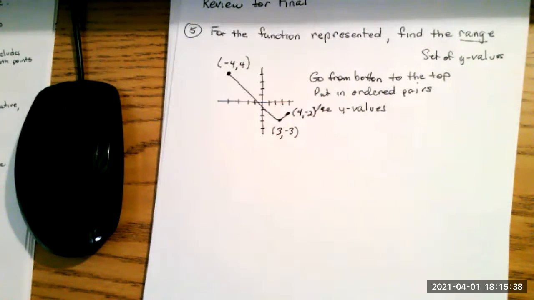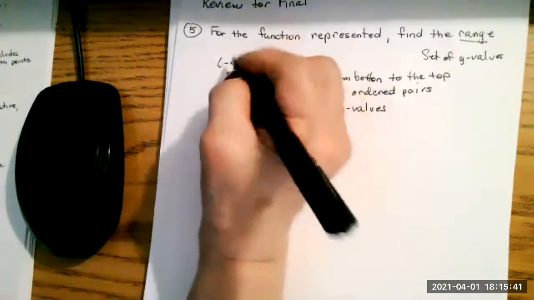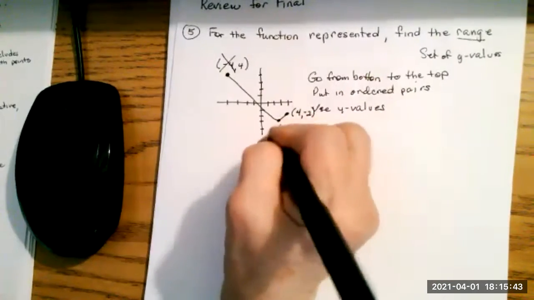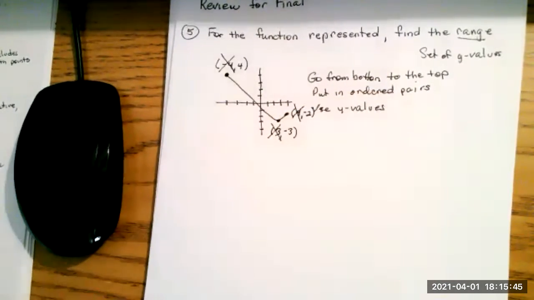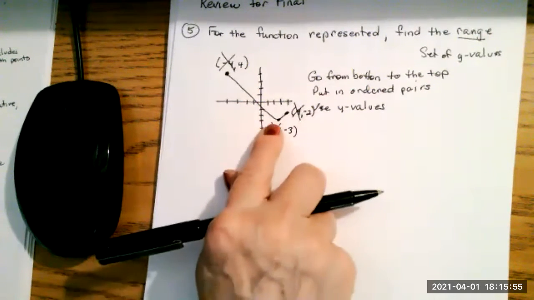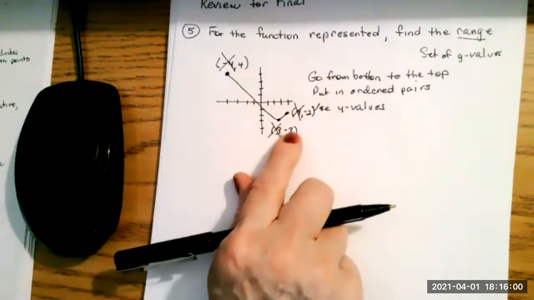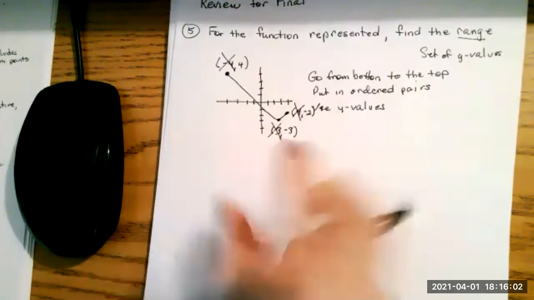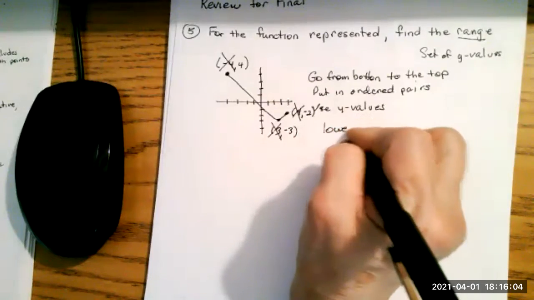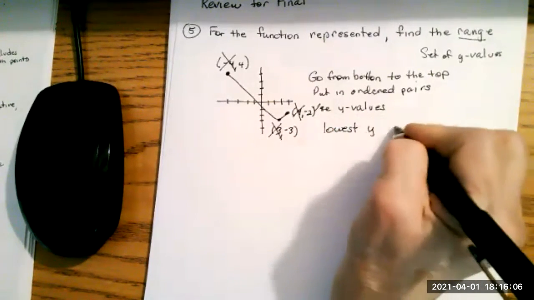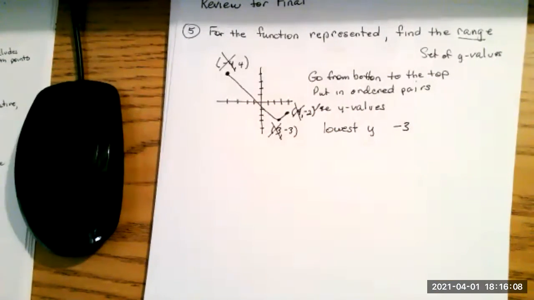So I'm working on the range. So I'm just going to forget the x's, and you might have to do that to keep yourself from writing the x's down, because you only want the range problems, the y values. So go from the bottom to the top. If I'm going down here at the bottom, this is the bottom point of this graph. And the y value there on the bottom, the lowest y, is -3. Do you see that?